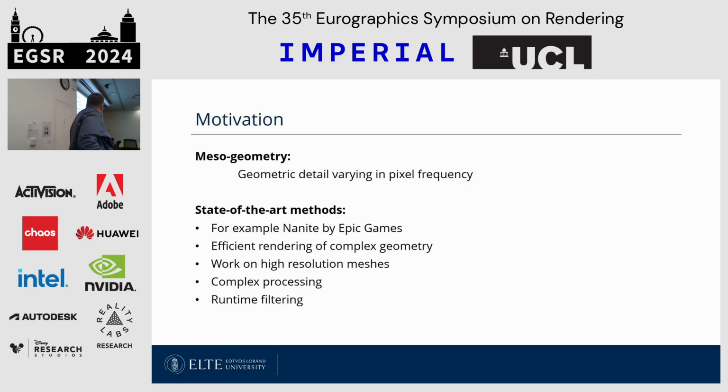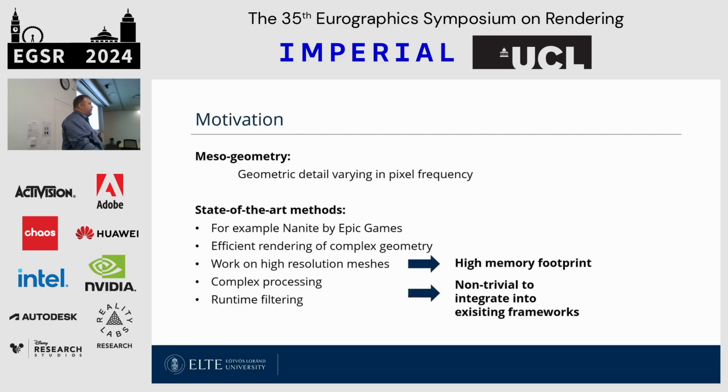Of course, there are many modern state-of-the-art methods to render high complexity geometries, such as Nanite in games. These techniques work on high resolution meshes, which have a very high memory footprint. Also, these techniques include complex pre-processing and runtime filtering, which makes it very difficult and non-trivial to integrate into an existing rendering system.